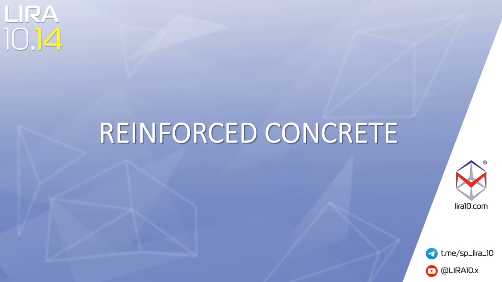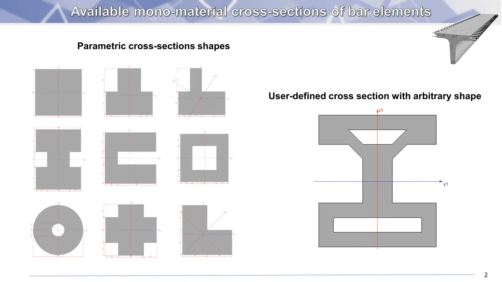I'd like to introduce the possibilities of the software package LIRA 10 for calculation of reinforced concrete cross sections. In general, LIRA 10 allows you to calculate reinforcement for sections of arbitrary shape. For the calculation, a standard list of parametric cross sections is possible. If you do not find the right shape for your project in this list, you can create a custom cross section of arbitrary shape and select reinforcement for it.